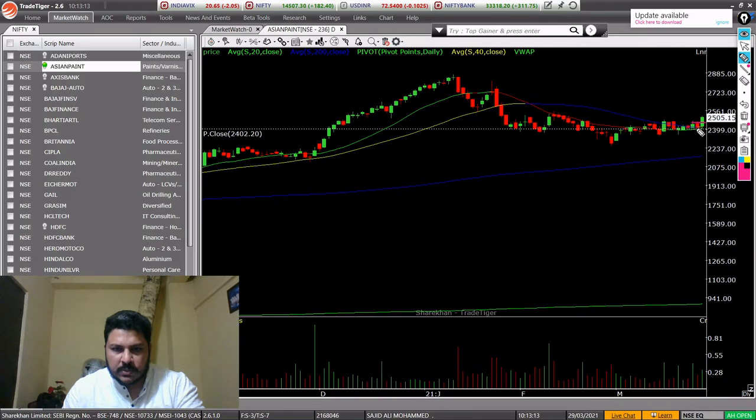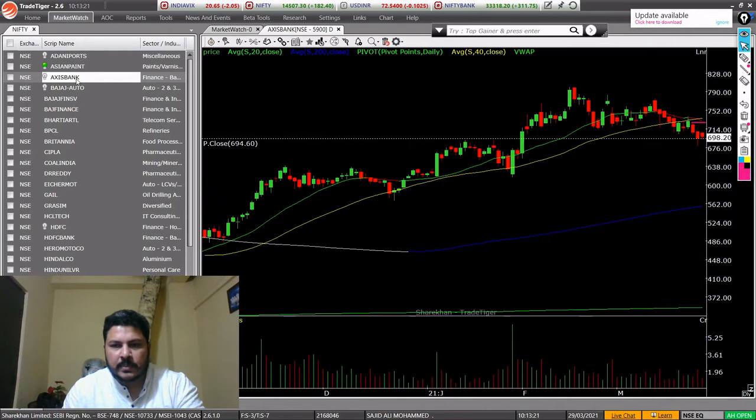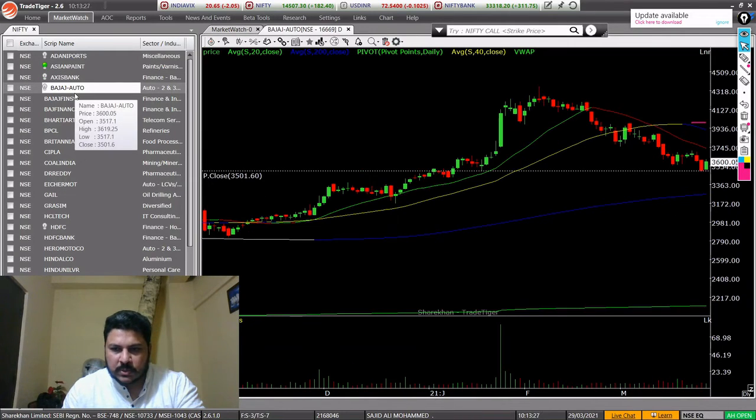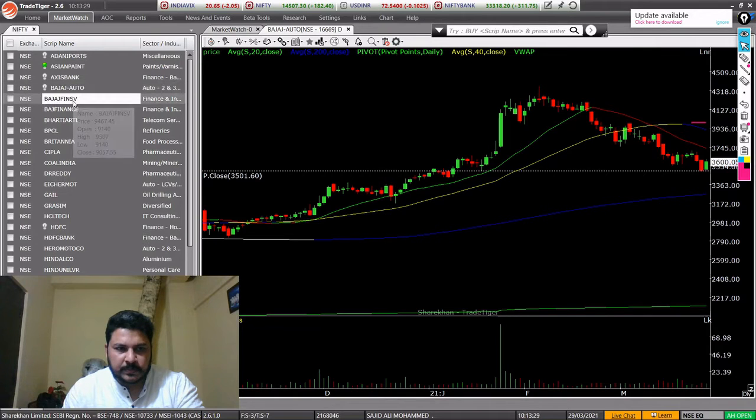Whenever the 20, 200 and are closed above, that's the time we should go long on any stock. So this is a buy. Axis Bank is going to come down for some more period. Bajaj Auto is not giving an entry.